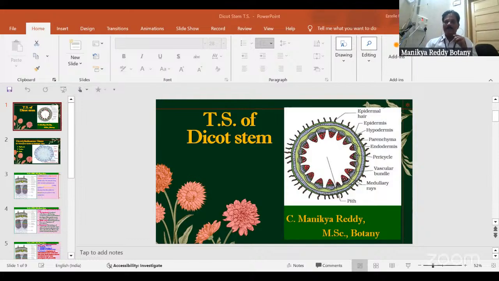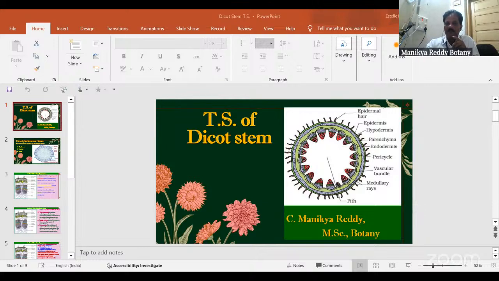All the vascular bundles are arranged in a circle, as we have seen in the ground plan. That type of arrangement is called eustele. Eu means true. This type of stele is called true stele. What do you mean by true stele? A stele with a limited number of vascular bundles which are arranged in a circle is called eustele. Eustele means true stele.